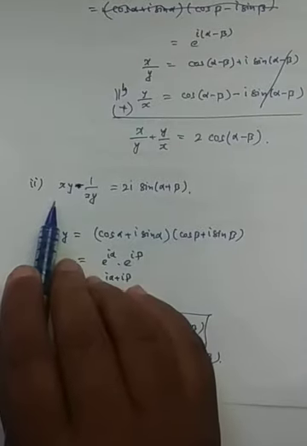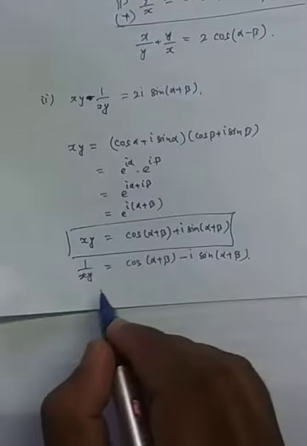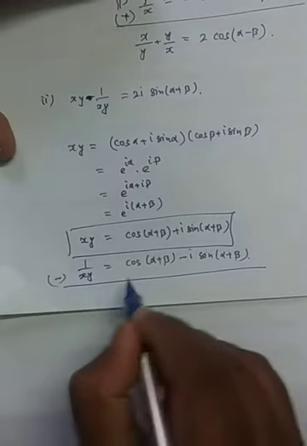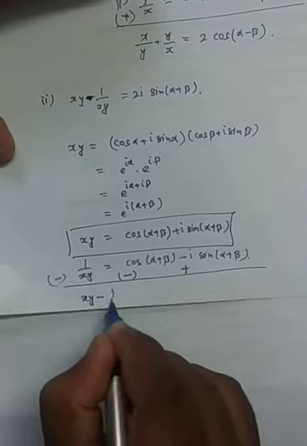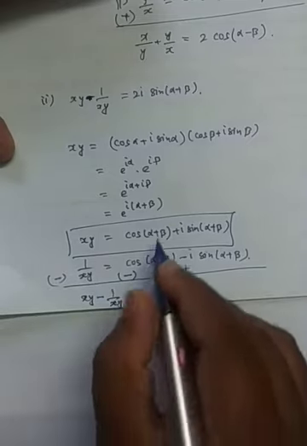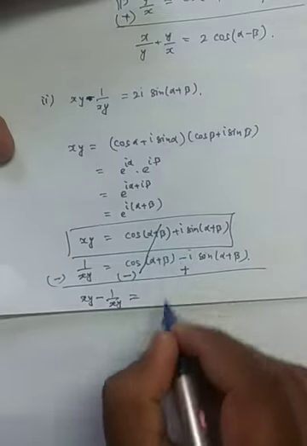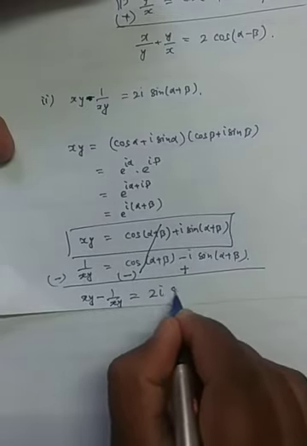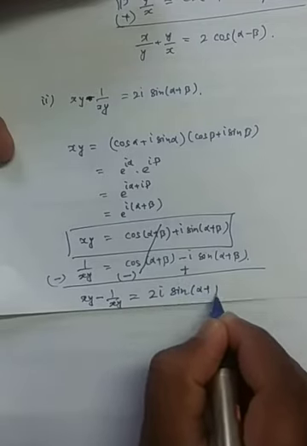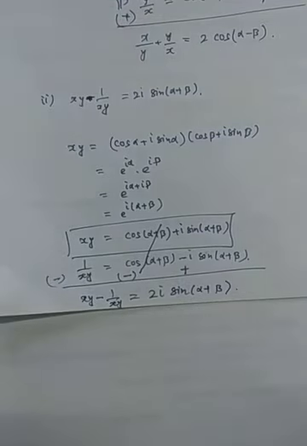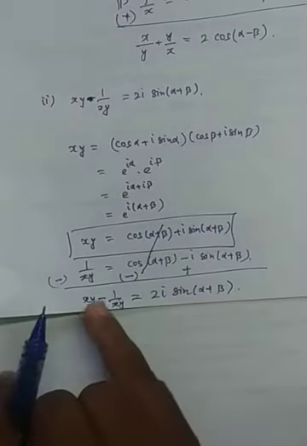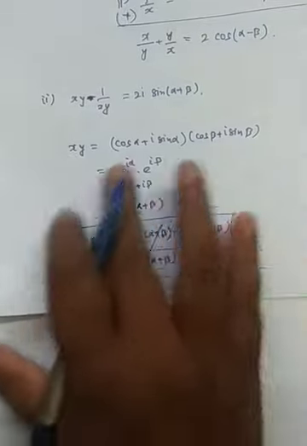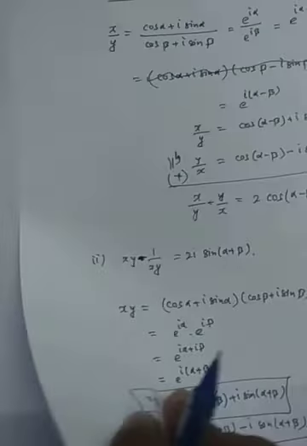Now xy minus 1 by xy: you subtract, so here it is minus, here it is plus. So xy minus 1 by xy equals, this plus and minus cancel, this is plus plus, so 2 times i sin alpha plus beta will come. This is the second proof. Second question done. Is it clear? It's easy, right? Only this type of calculation you must know. So you keep this aside.